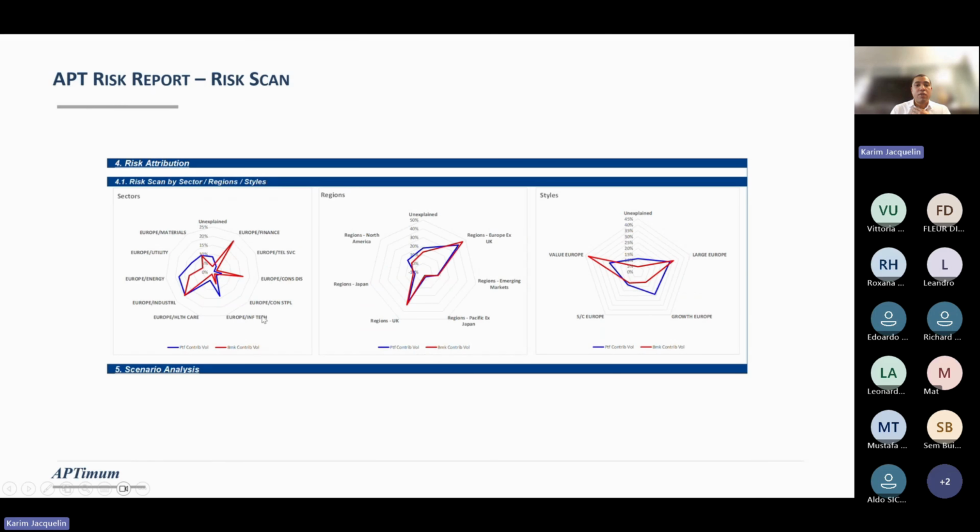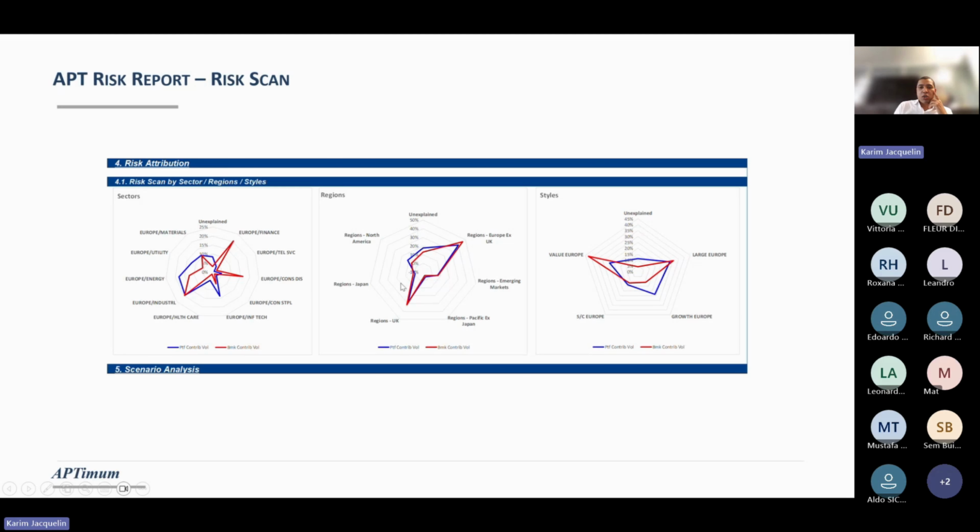So this is the value of this analysis. It gives you the true exposure of your portfolio in terms of sectors, regions, and styles. It means that if the information technology sector faces a problem, a negative performance, it's very likely that the portfolio will underperform the benchmark, even if the portfolio is not invested in any stock classified in the information technology sector.